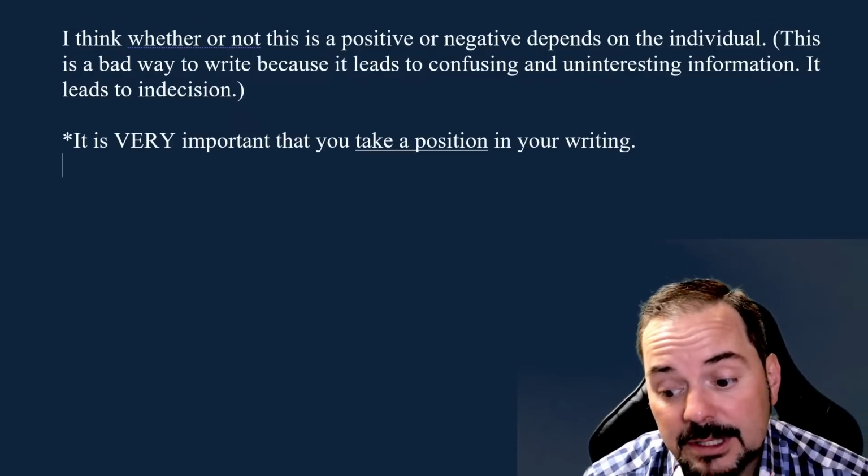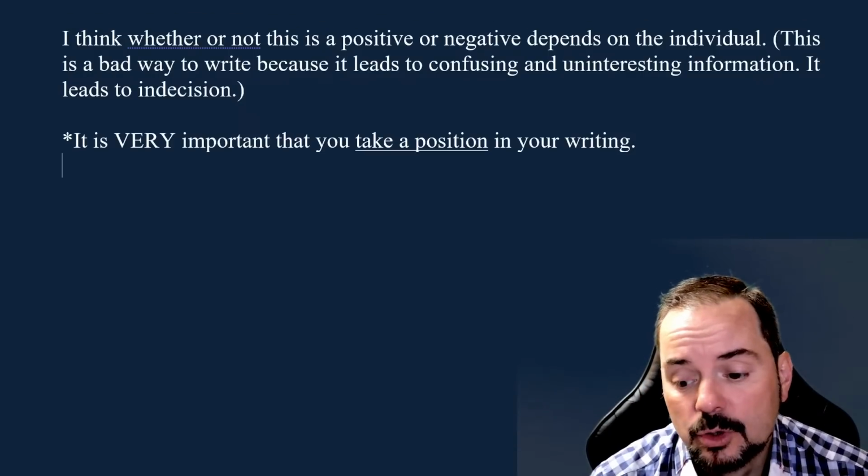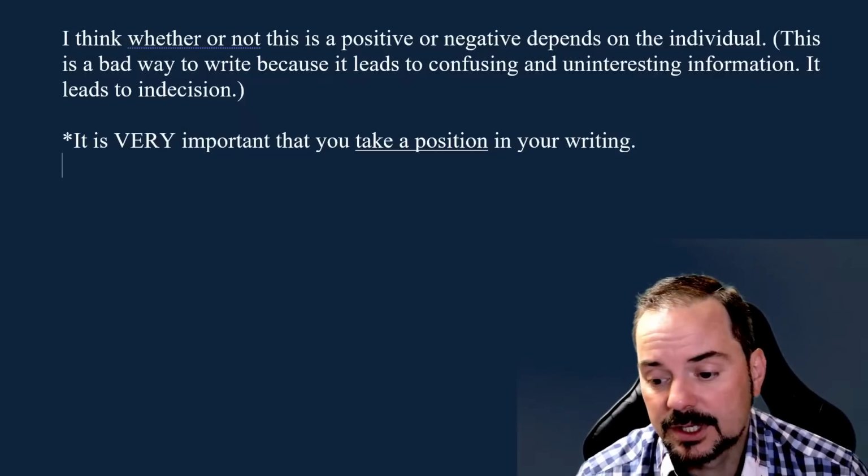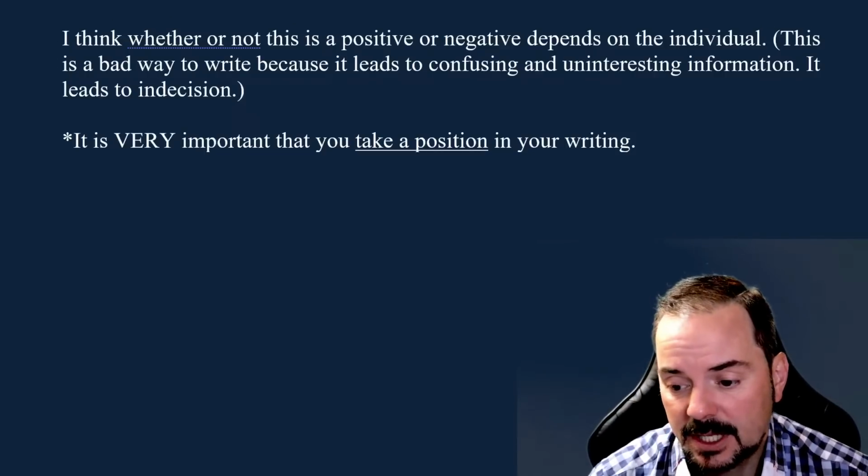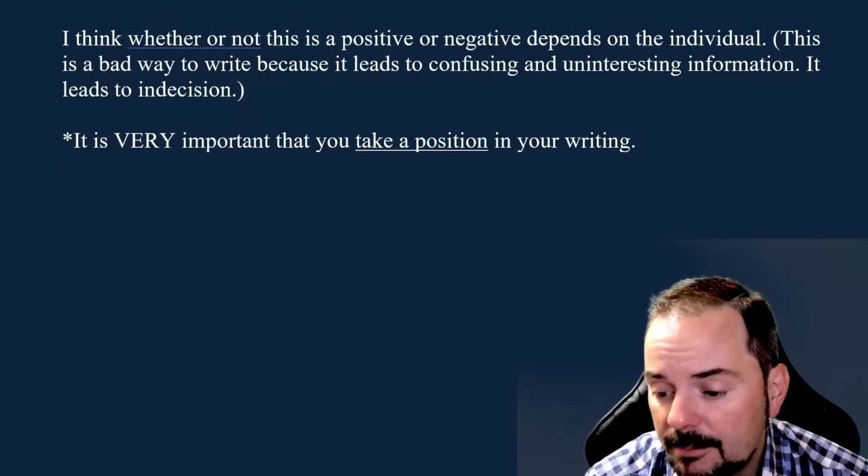MTJ, it's funny, but stay focused. Okay, it's super important that you're able to stay focused. That's right, Elizabeth. You have to choose an opinion. You have to take a position.